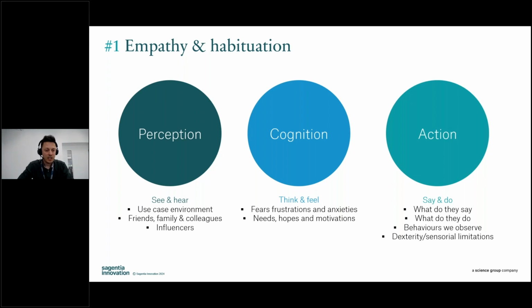Design engineering, innovation teams, they're great at doing the work for the perception cognition, but where I see a lot of issues are with the action side. What do people say and do? Because oftentimes what people say and do are very different to perhaps what they think they might do. And this is where ethnographical research can come in.